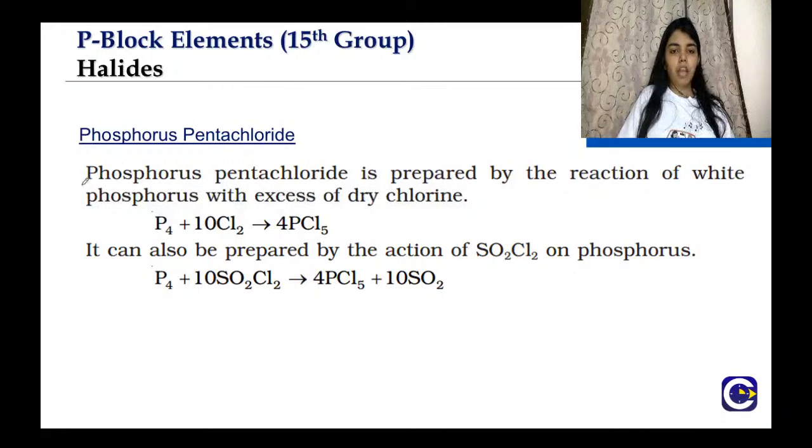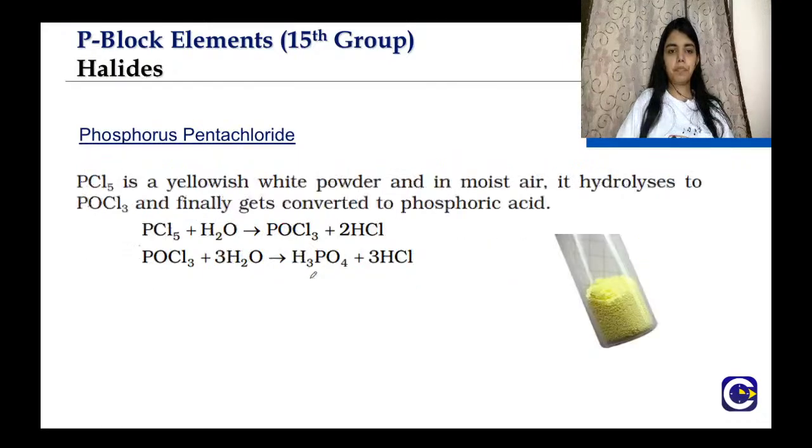Now the preparation of phosphorus pentachloride can be done from white phosphorus. If you treat it with chlorine, you can get PCl5, and if you treat it with sulfuryl chloride, SO2Cl2, you can also obtain PCl5. PCl5 in appearance is a yellowish-white powder and it is very moist in air. That means it hydrolyzes readily, right? So when PCl5 hydrolyzes, it forms POCl3, and POCl3 on further hydrolysis gives H3PO4.